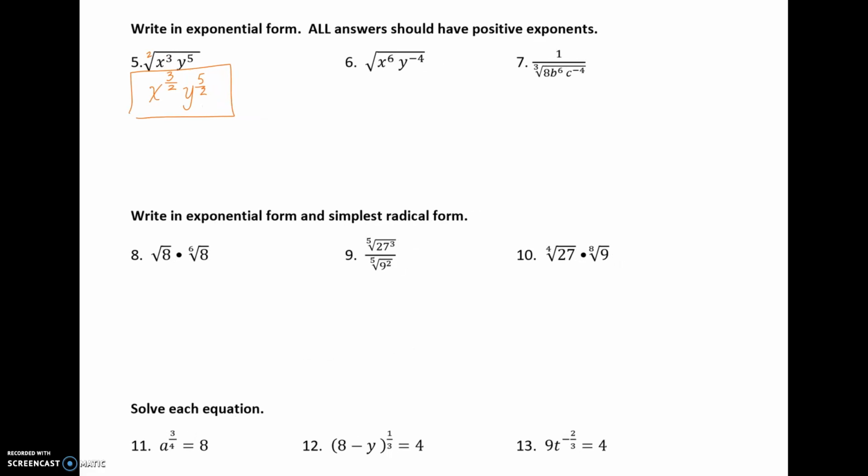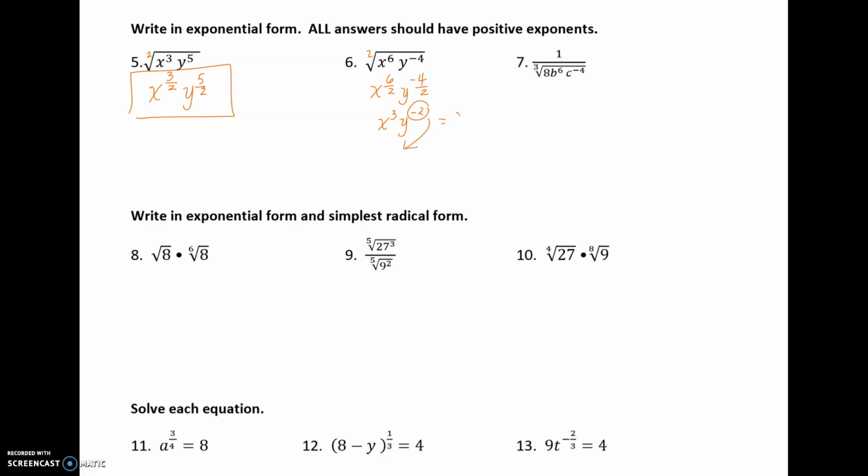Again, number 6, the square root of x to the 6, y to the negative 4th. There's a 2 there, so this is x to the 6/2 power, y to the negative 4/2. We can simplify 6/2. 6 divided by 2 is 3. We can simplify negative 4/2 and make it negative 2. We have this negative exponent. It has to move down.